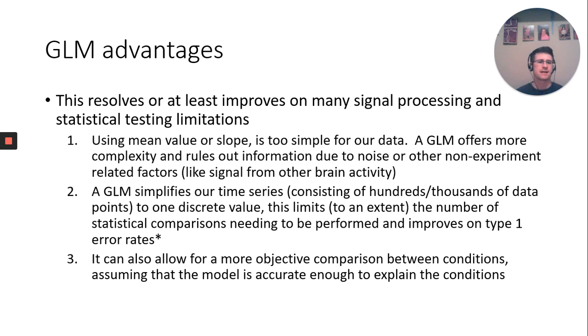It simplifies the time series. So it simplifies hundreds of, if not thousands of data points to a discrete value, so a beta value. And that limits, again, to an extent, the statistical comparisons needed to be performed, and therefore decreases your type 1 error. You're still going to have high type 1 error because you have a bunch of channels you're comparing, and potentially a lot of conditions, hopefully not too many. But ideally, you're having lower type 1 because of that.